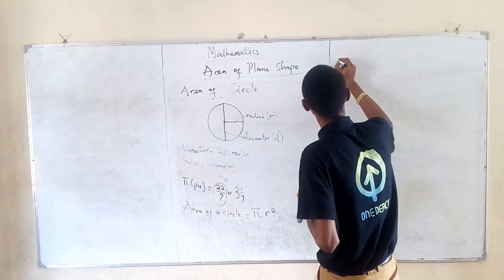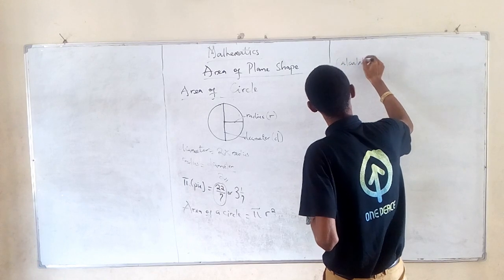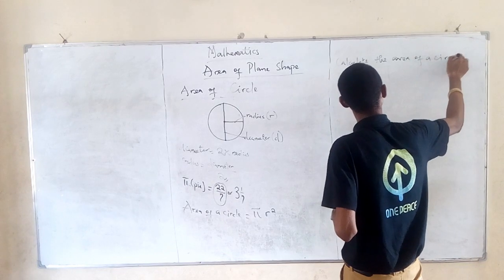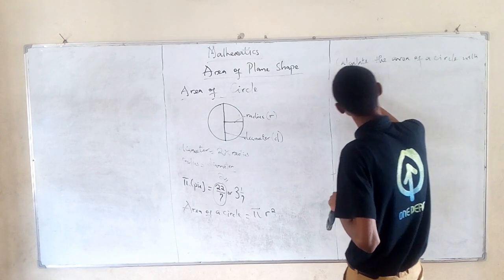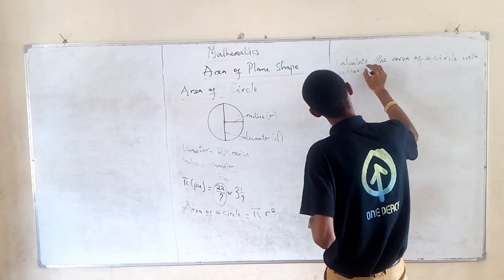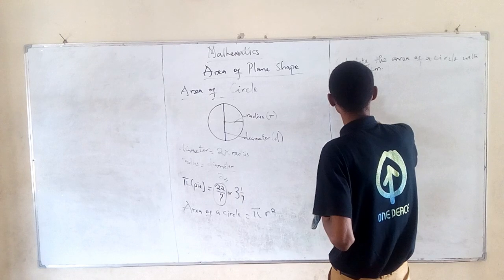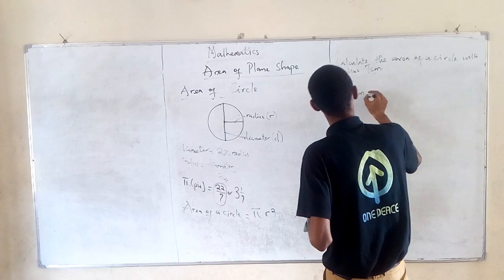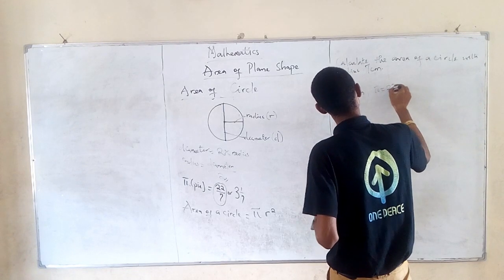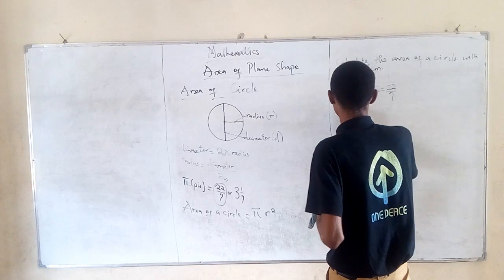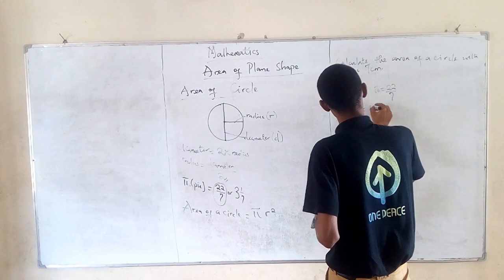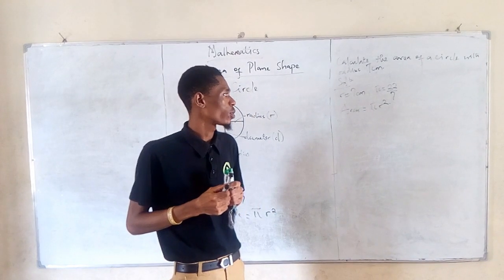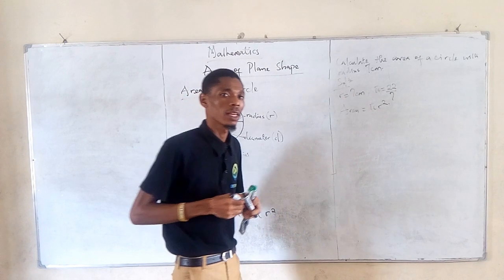Let's try a more visible example so you see how it works. Calculate the area of a circle with radius 7 centimeters. Now we're given the radius to be 7 centimeters, r is 7 centimeters. Then our pi is 22 over 7. What's our area? Area is equal to pi r squared. What will be the area?